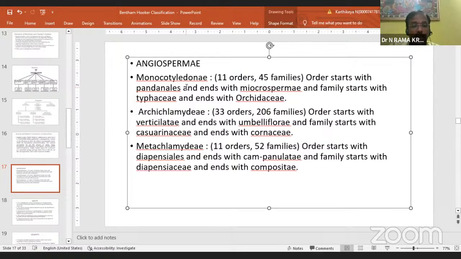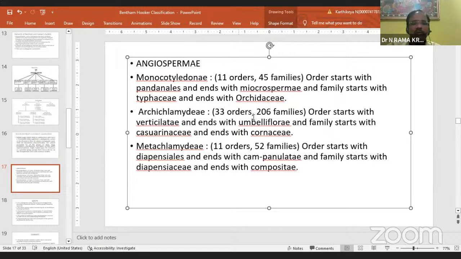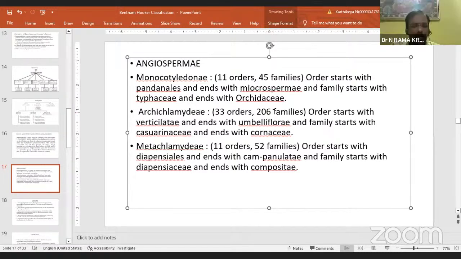Particularly now we are studying angiosperms. Archichlamydae has 33 orders and 206 families. The first one is primitive, the last one is advanced. Now, what is the meaning of Archichlamydae?